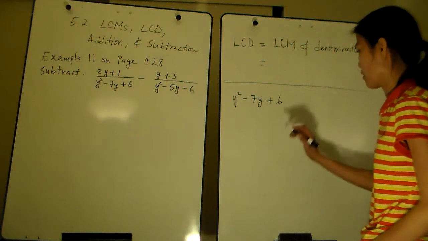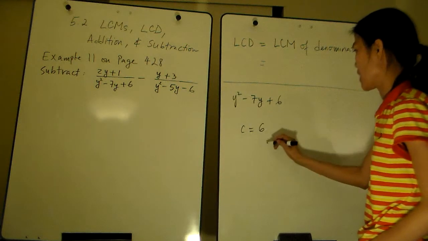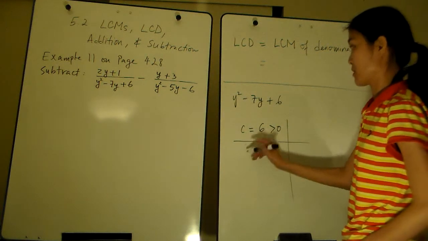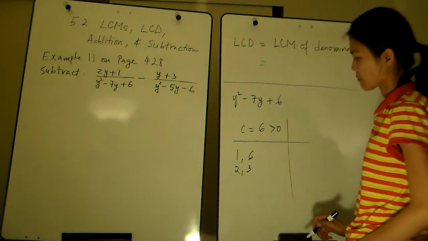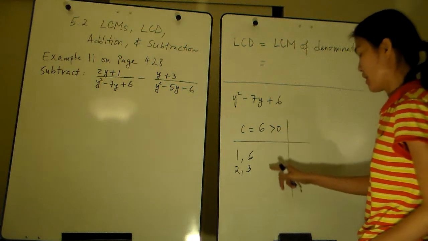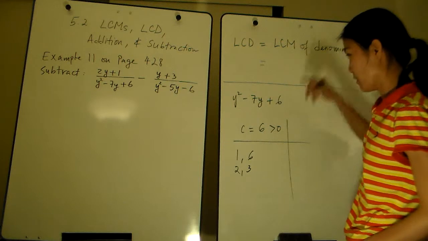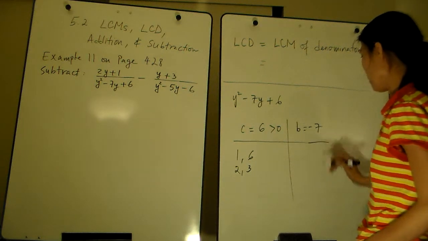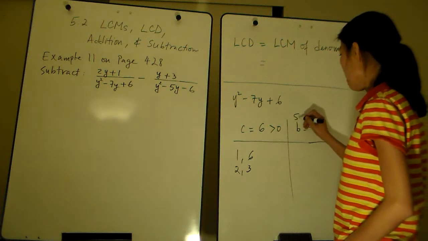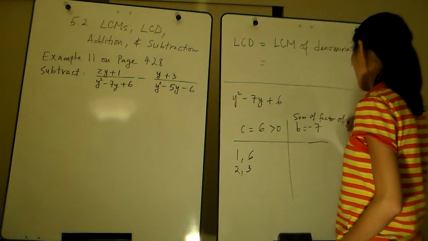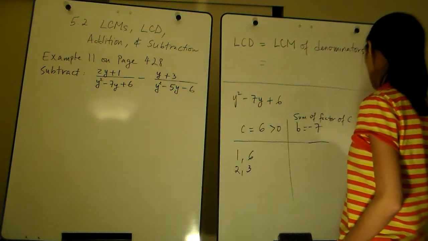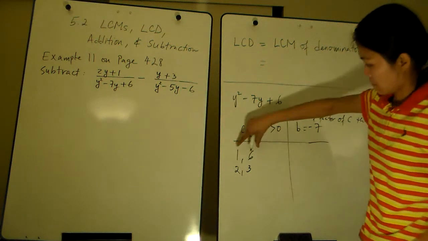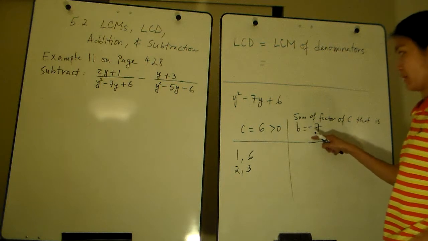All right, let's see. C is 6, right? So C is positive. The factor pairs of 6 are 1 times 6, and 2 times 3. That's all you have for the factors. Now, C is positive. That means this pair of factors will have the same sign as B, and B is equal to -7. We try to find the pair of factors of C whose sum is B, equal to -7. Another way of saying it is that you add these two factors to get this value right here, B equal to -7.